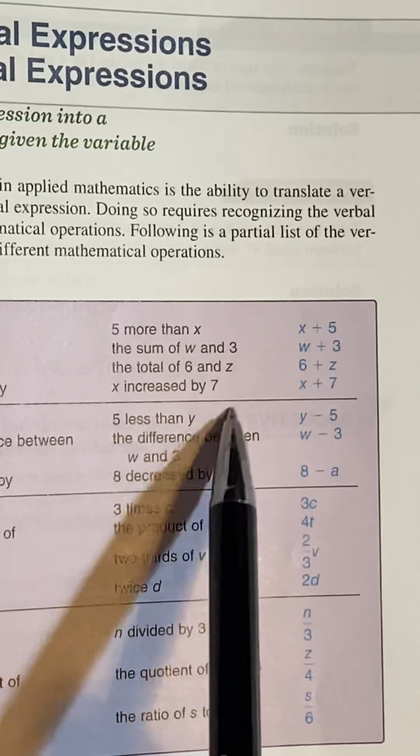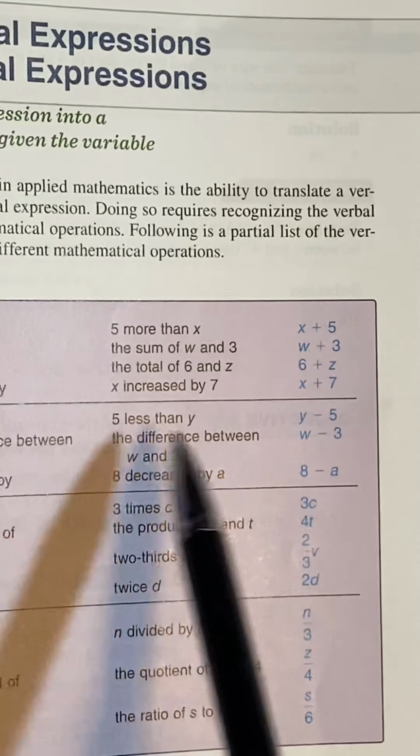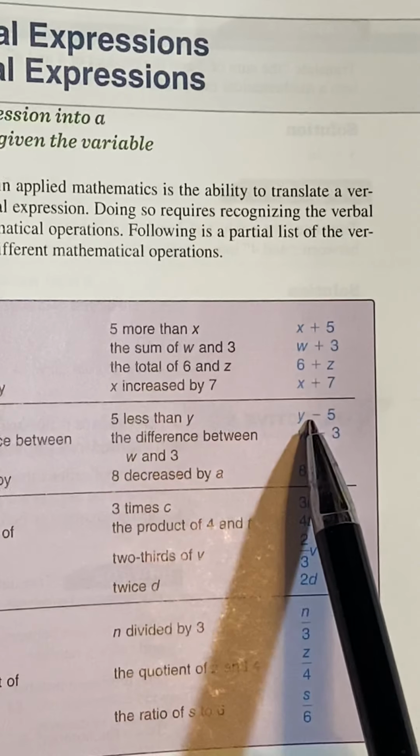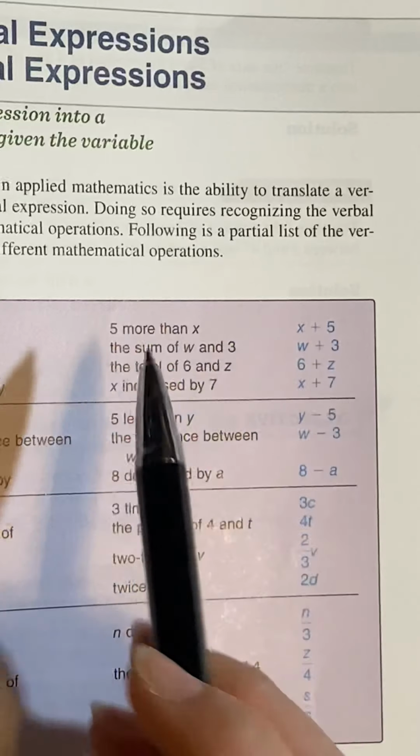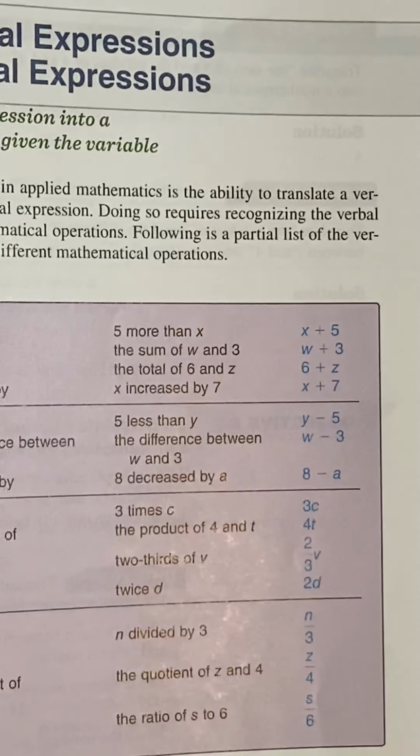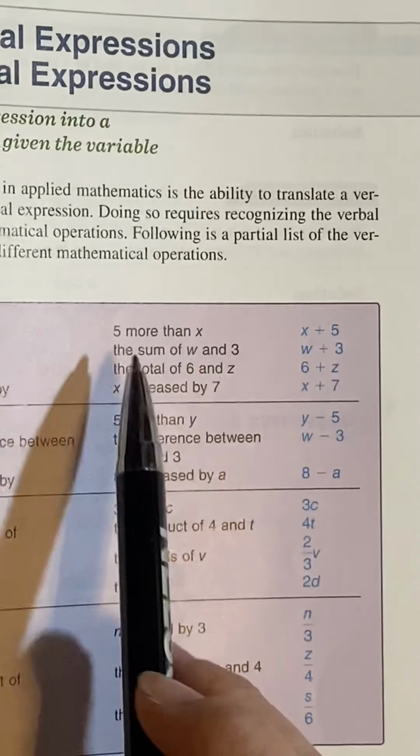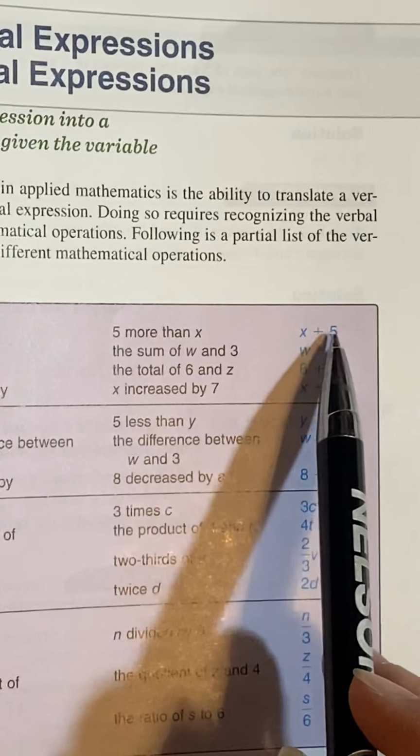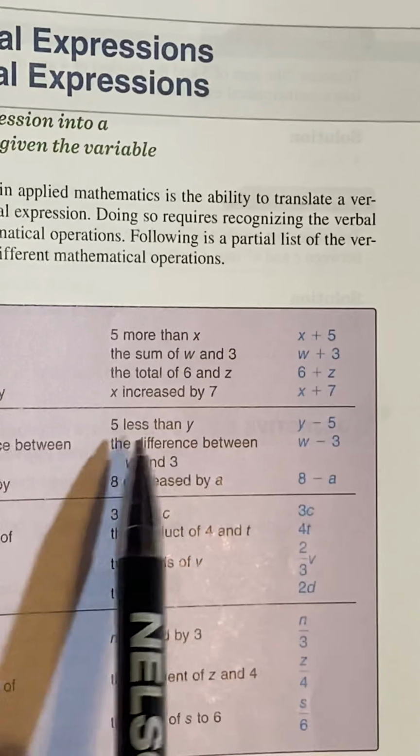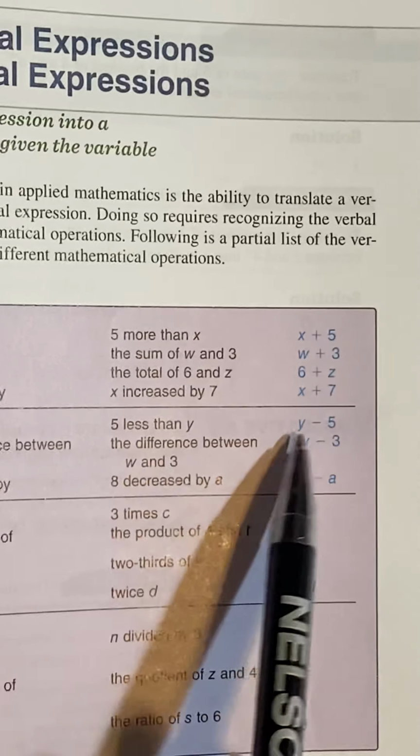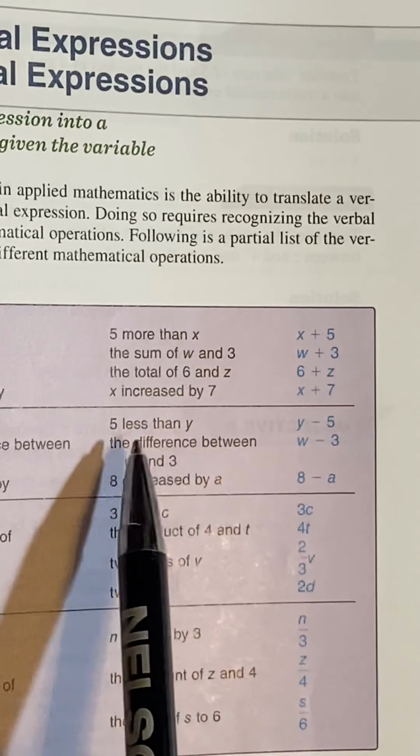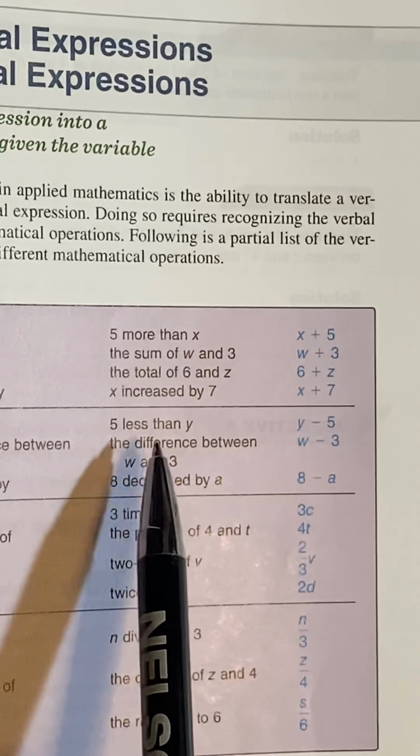This is the tricky vocabulary. The first number goes second, and the second one comes first. For the addition, we would write them as they appear. For more than and less than, the suggestion is that the number that follows is the second one. So pay attention. 5 less than y is y minus 5. It cannot be 5 minus y. So it's not 5 minus y. It's 5 less than.